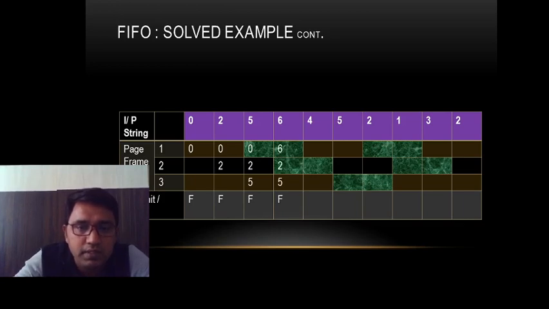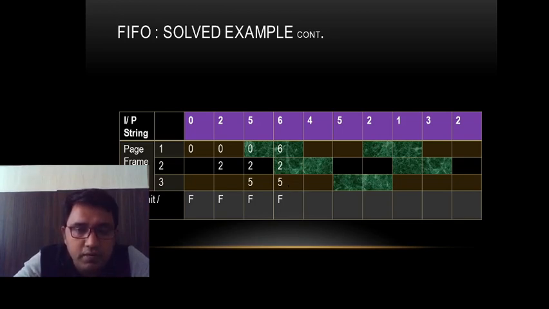Now let's consider the next instance where the 6 has arrived. Now we do not have empty space inside a page frame, so we have to find out the victim page. In this case the most aged page, or the page which has been residing for the longest in a page frame, is 0, so 0 will be replaced by 6 and 2 and 5 will be continued as they are. Then next is 4.